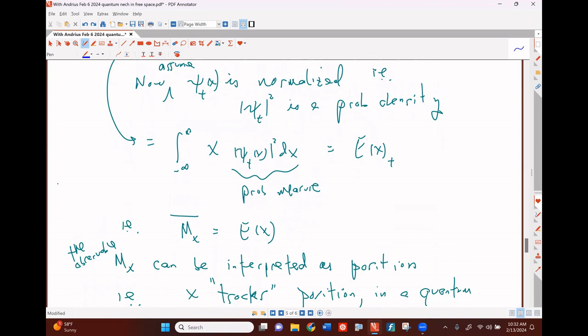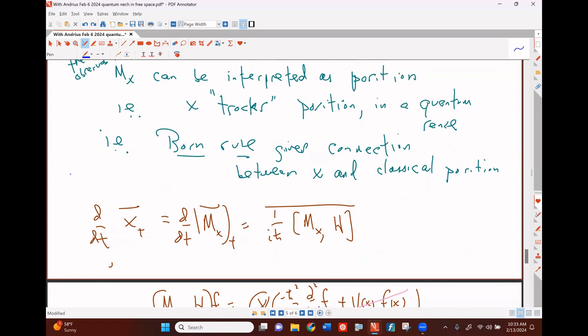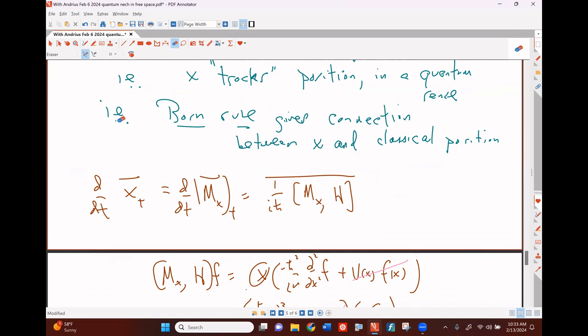So in other words, what is this abstract quantity really? It's the expected value of X, the expected value of your position. Okay, so now comes the fun. What if we take a look at the velocity? In other words, take the time derivative of the average value of X.